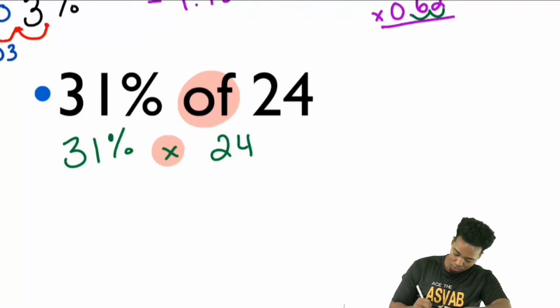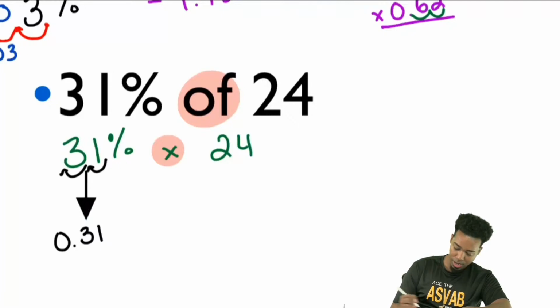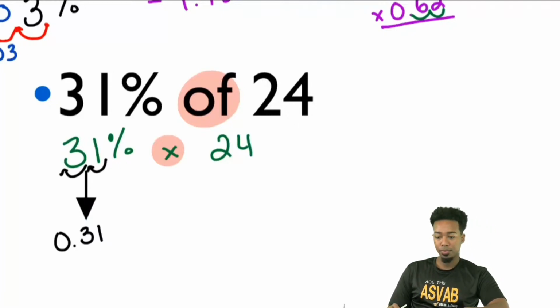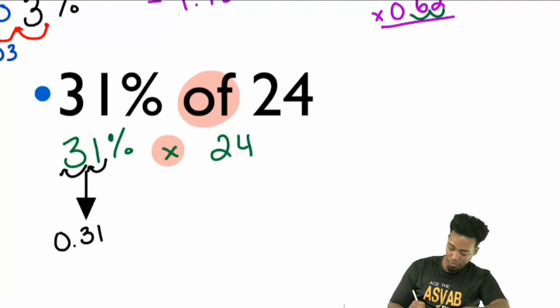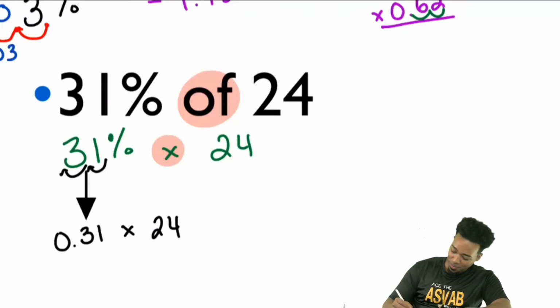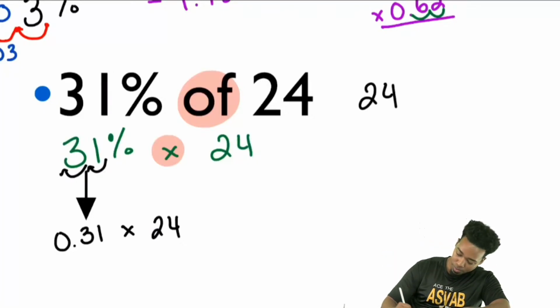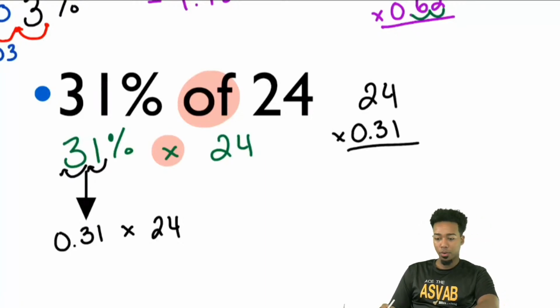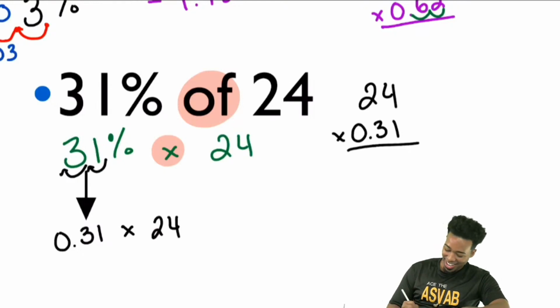So this is going to turn into 0.31. 1 time to the left, 2 times to the left. That's right. So 0.31 times 24. And now what we're going to do is go ahead and calculate. That's it. So here we go. 24 multiplied by 0.31. Very straightforward here.